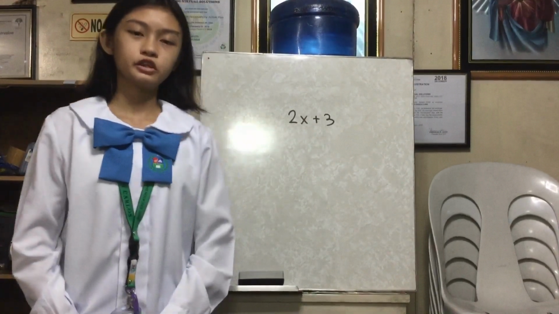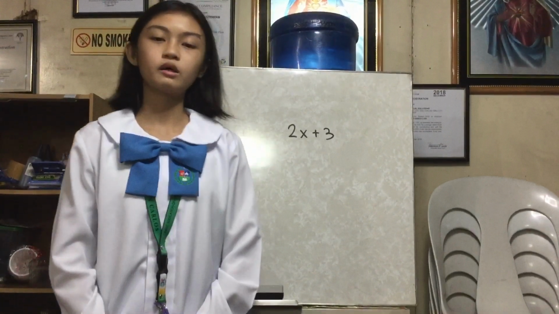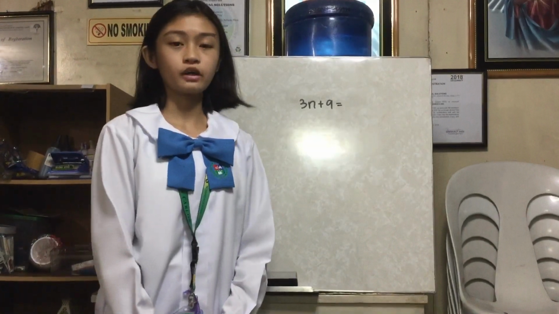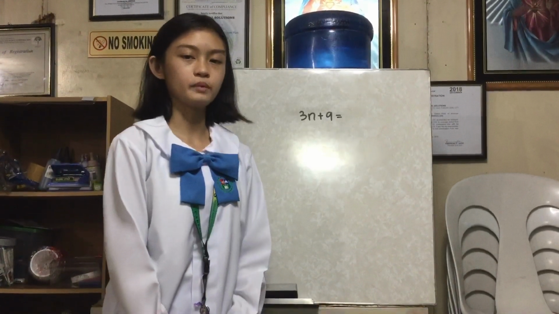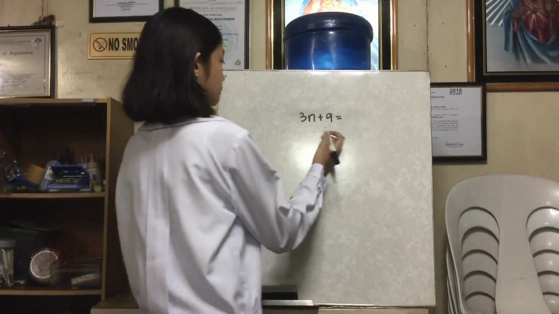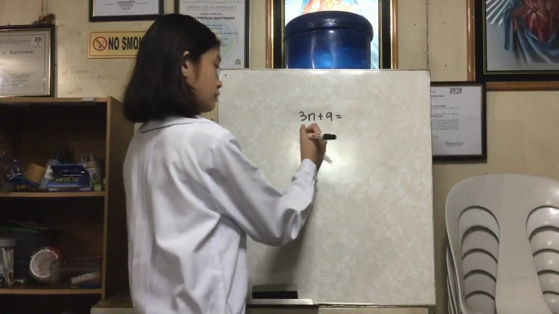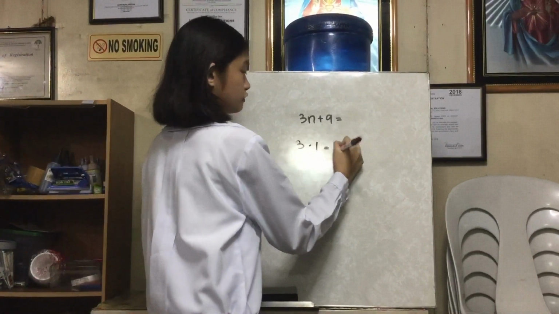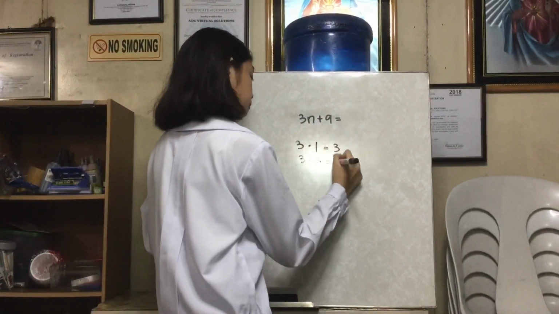Now I'm going to be teaching you about factoring polynomials by common monomial and factoring polynomials in special cases, sum and difference. In factoring polynomials by common monomial, you have to look for the GCF or greatest common factor, then find the factor that is common to each monomial. For example, 3n plus 9. The GCF of this binomial is 3, because if you multiply 3 and 1, you can get the product of 3, and 3 times 3 to get the product of 9.